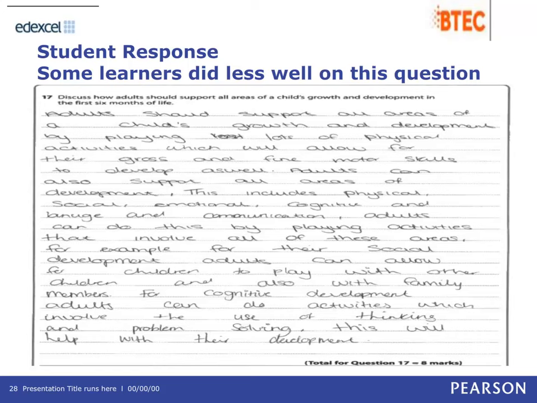This is a typical example of a response where learners have not done so well. In this example, the learner has not provided specific examples of how the adult should support a child during the first 6 months of life. Rather, they have generalized, and the examples they have provided are not specific nor age-appropriate. This response was awarded a mark in the lower band of Level 1.